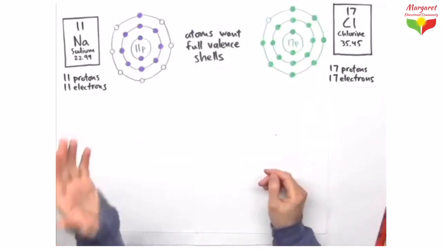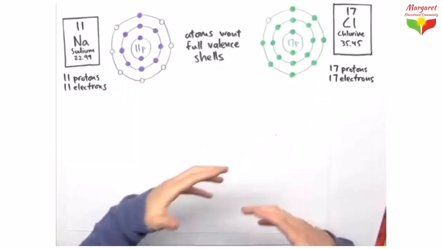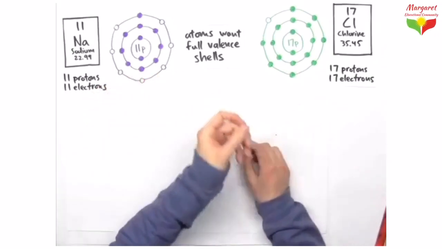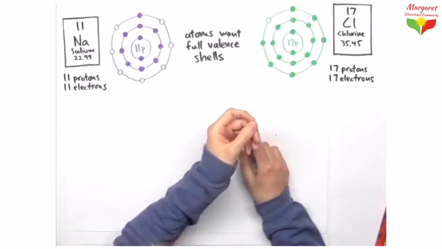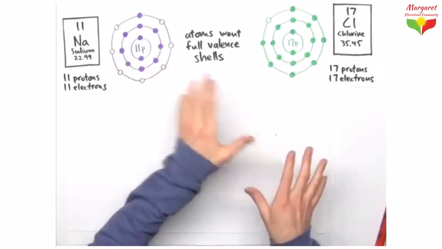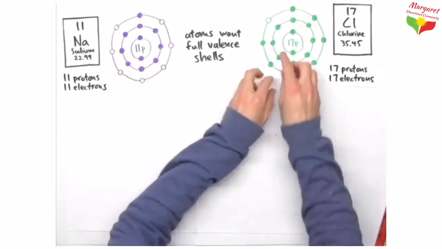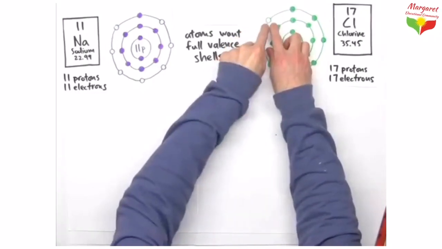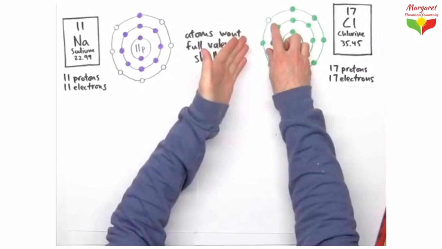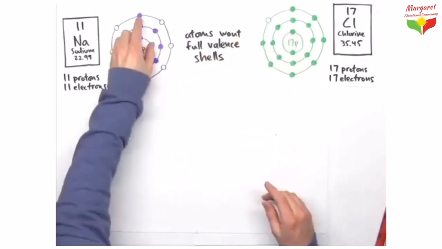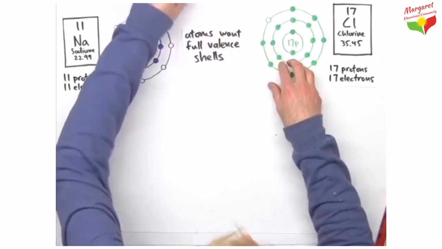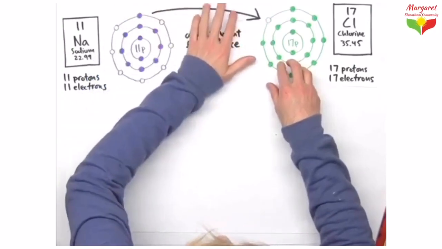So how are sodium and chlorine going to get happier? How are they going to fix their situation? How are they going to try to fill their valence shells? Well, take a look at this. They can help each other out. Chlorine has one spot left before it's able to fill its valence shell. And so what happens is sodium can give chlorine one of its electrons. So this electron moves from sodium to chlorine to fill this spot.